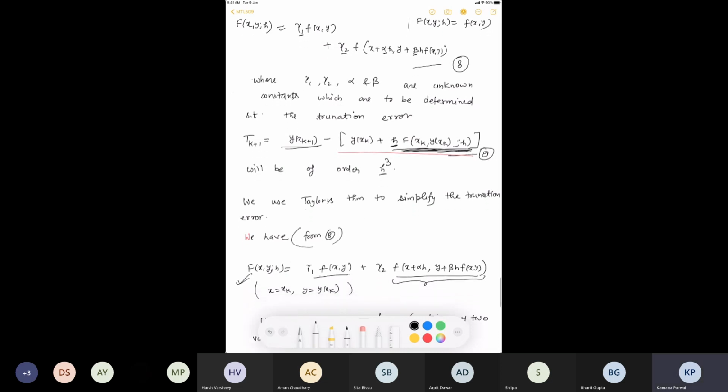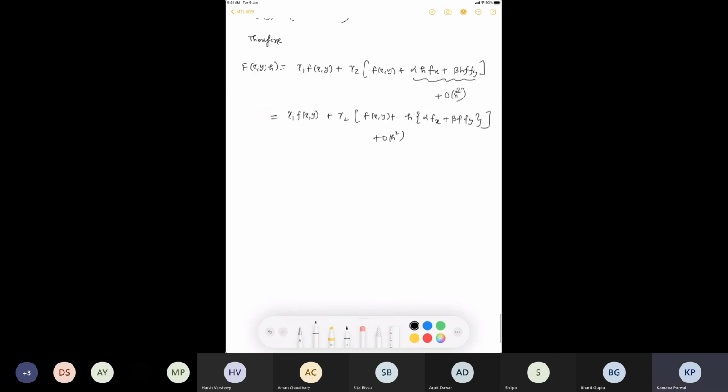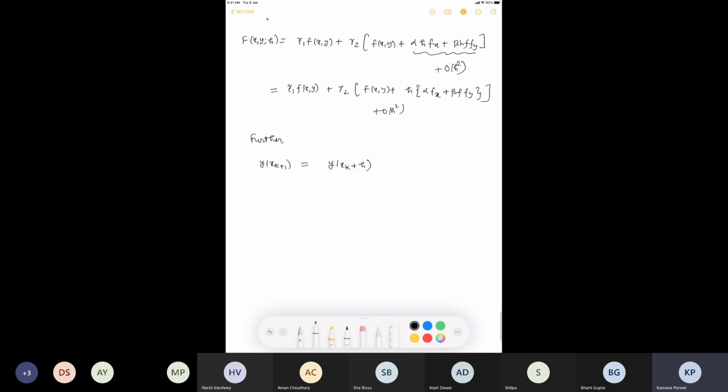right? So y at x_k plus 1. Further, y at x_k plus 1 is going to be y at x_k plus h, right? And I can use the Taylor expansion here. So we have that y at x plus h is going to be y, so I'm expanding in the neighborhood of x, y at x plus h times y prime at x. Now, can you tell me where I should stop for this term?